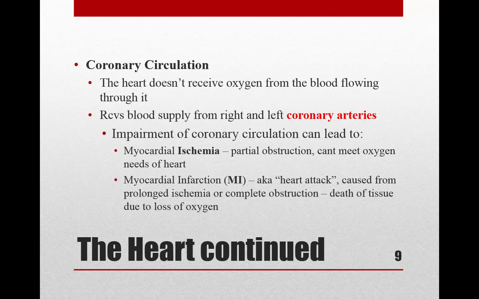Coronary circulation. The heart doesn't actually get its blood or its oxygen from the blood that it pumps through it. It gets its blood from the right and left coronary arteries. So there are arteries that wrap around the heart, and that's actually what supplies the muscle of the heart itself with its oxygen and nutrients and all that good stuff.